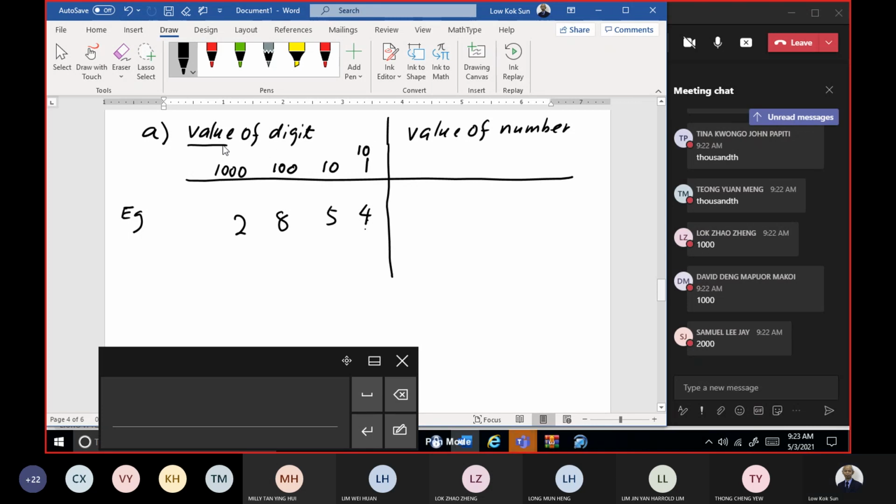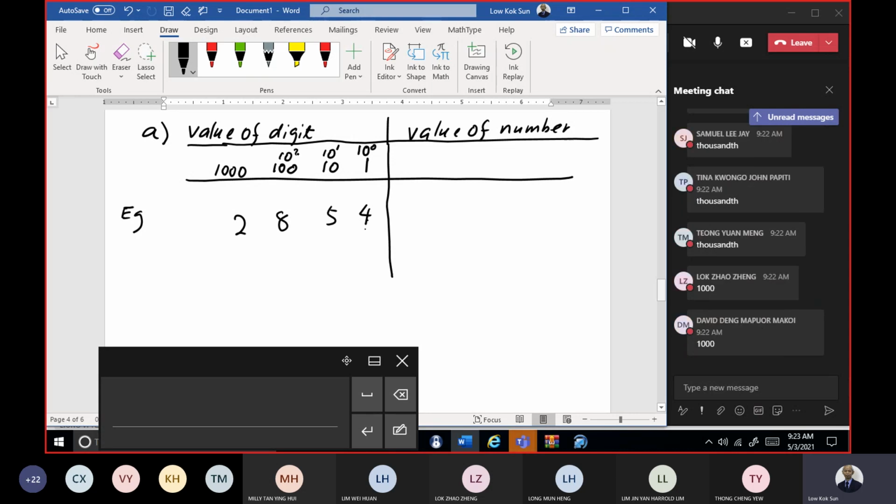Let me draw. So this 1 is 10 to the power of 0. This 10 is 10 to the power of 1. 100 is 10 to the power of 2. And 1000 is 10 to the power of 3. If you look at the power, then it's nicer. 1 is 10 to the power of 0, so the position is 0. The position is 1, position is 2, position is 3. Instead of looking at 1000, I look at 10 to the power of 3. It represents the fourth position, and so on.